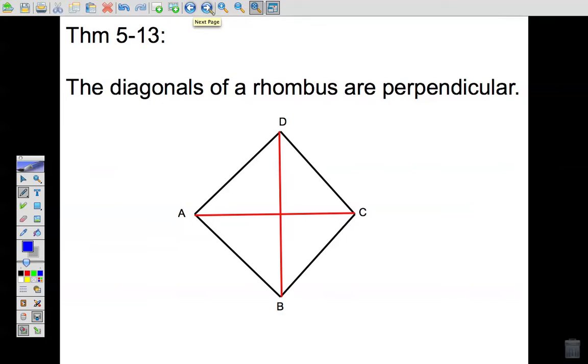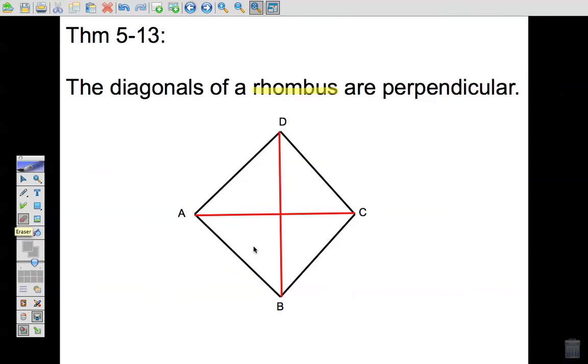Now in Theorem 513, how about if you know you have a rhombus? Now if we have a rhombus, remember we said earlier, by definition, a rhombus has four equal sides. That's all a rhombus has to have. Now if you have a rhombus, a special characteristic of this is that the diagonals are perpendicular to one another. Now remember, since this figure right here is also a parallelogram, we know that, and I'm going to mark these a little different way here.